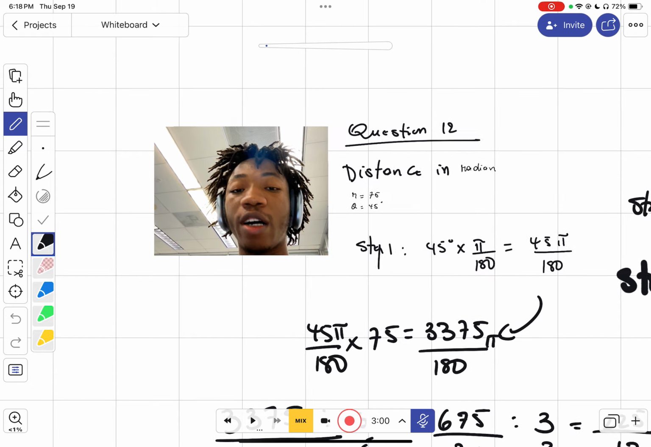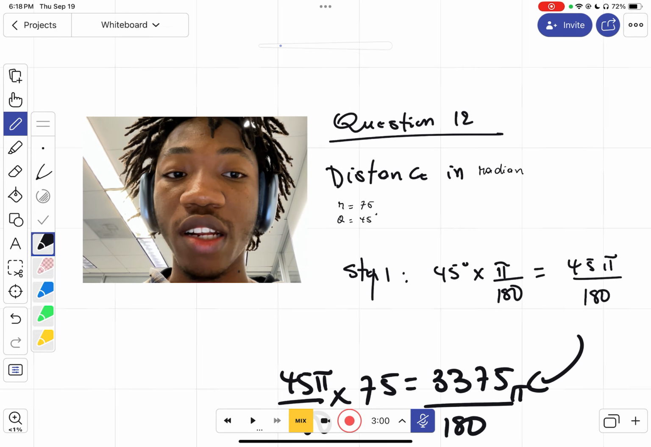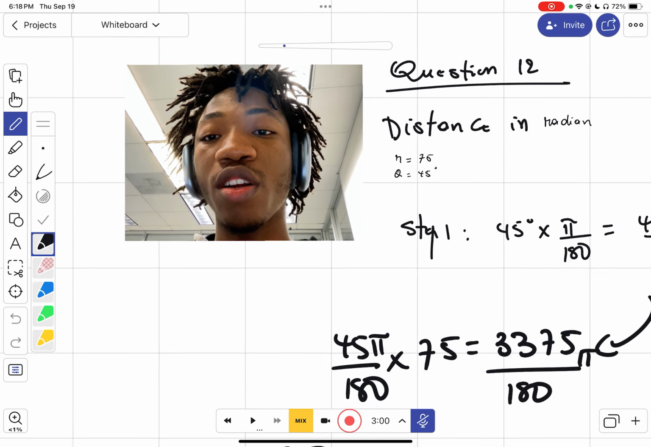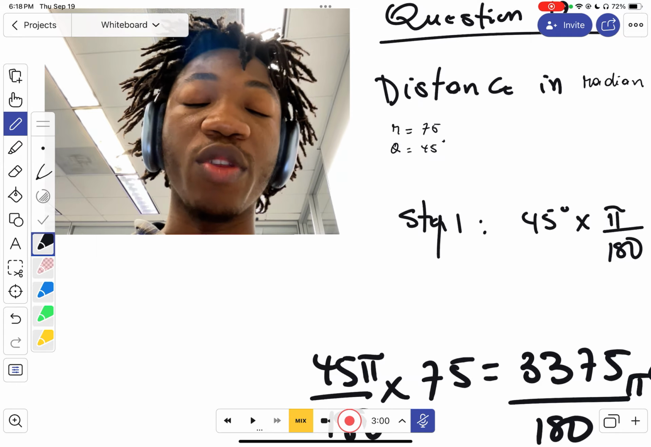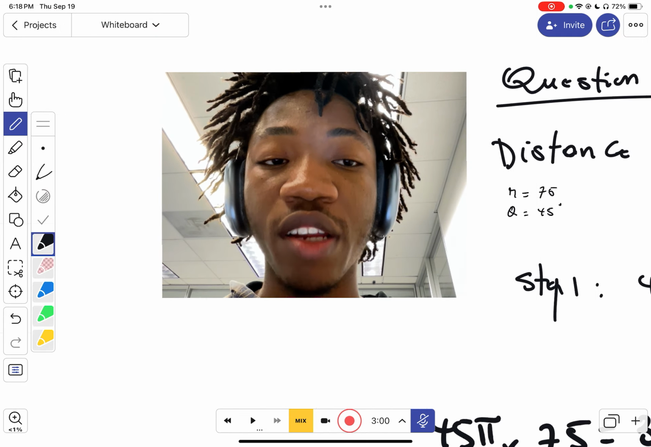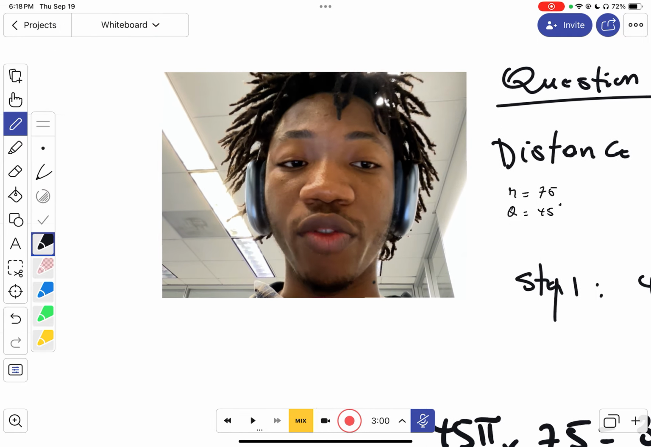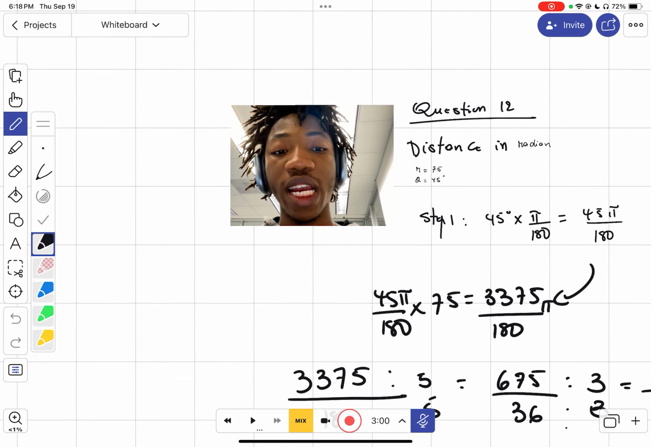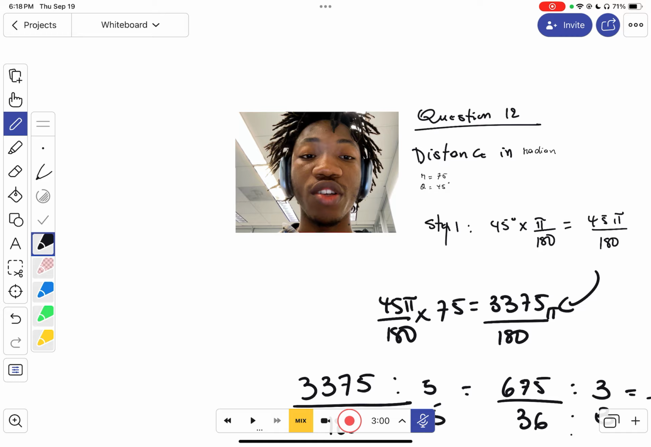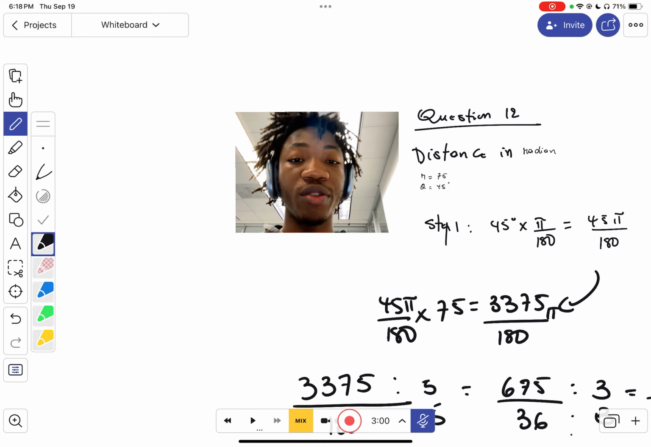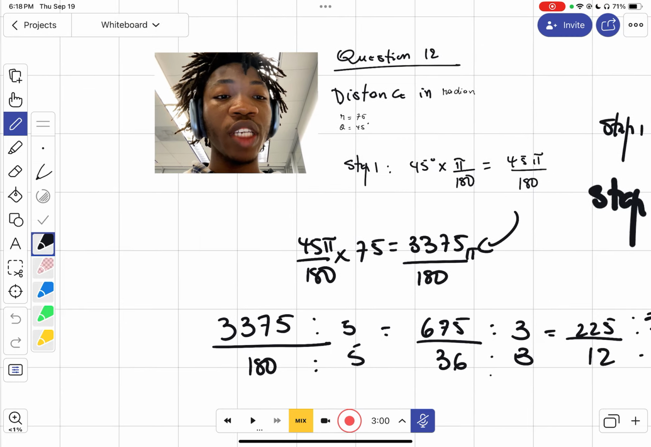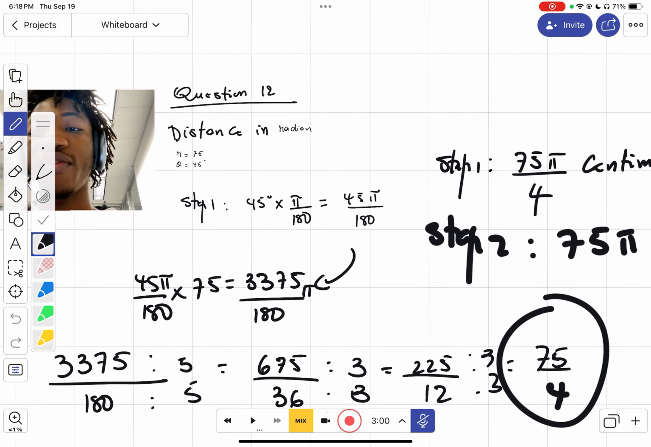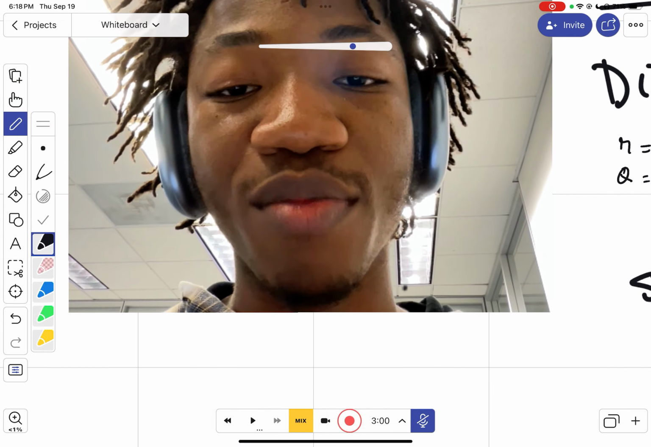I'm going to go over it again. So they ask us to get the distance in radians, and you guys already know each time they give you the angle in degrees, you have to convert it to radians. And as soon as you're done with the conversion, you multiply it by the 75 they give you, which is the radius, and then by doing so you'll get the distance. And don't forget to simplify your fraction, because they might take points off for it too.